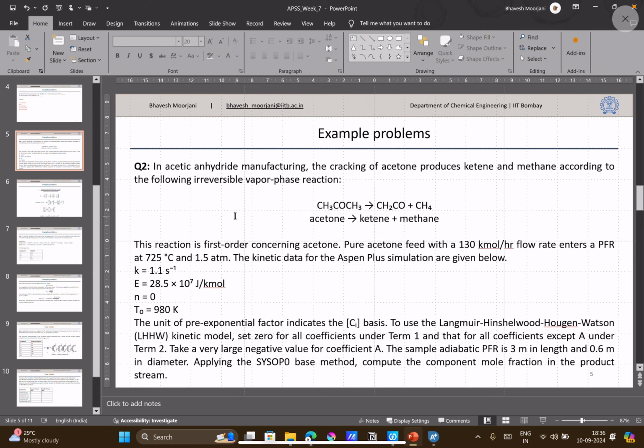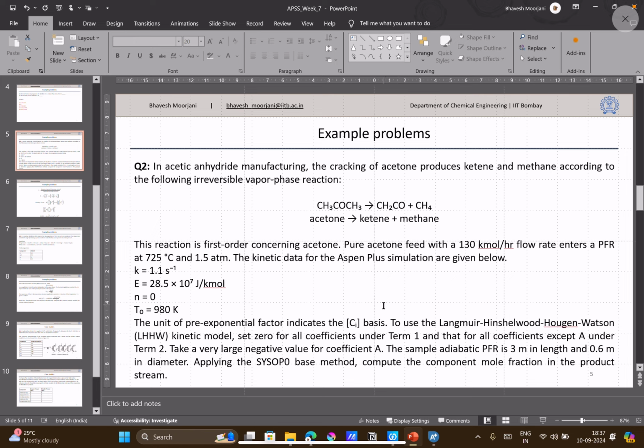So what is the second question? The second question says, in acetic anhydride manufacturing, the cracking of acetone produces ketene and methane according to the following reaction, where acetone breaks to form ketene and methane. The reaction is first order with respect to acetone. Feed condition as given: the feed coming at 130 kilomole per hour enters the plug flow reactor at a given temperature and pressure condition, and the kinetic data for the corresponding reaction is given.